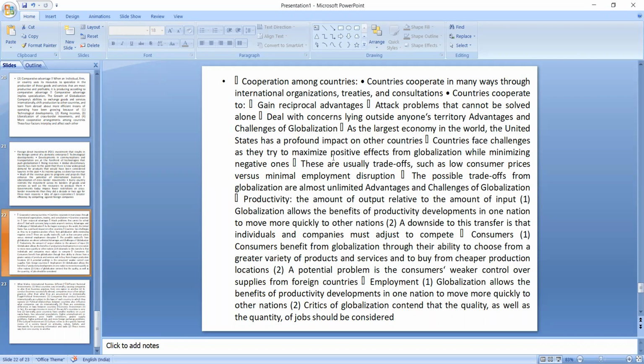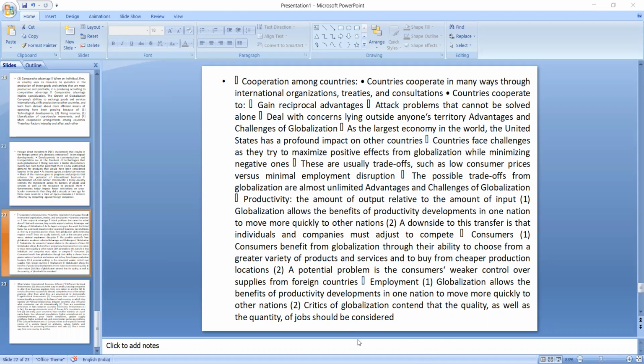Globalization allows the benefits of productivity developments in one nation to move more quickly to other nations. Critics of globalization contend that the quality as well as the quantity of jobs should be considered. So various things we discuss here: globalization, everything.